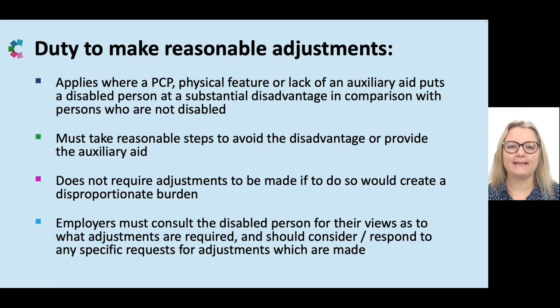So reasonable is obviously the key word here, and adjustments do not need to be made if to do so would create a disproportionate burden. So obviously the employer would need to weigh up all the circumstances, including factors such as cost and any impact that the adjustment might have on others, and decide whether or not it would be reasonable. Employers should consult with the relevant disabled person to get their views as to what adjustments might be required. And if a disabled person requests a specific adjustment, the employer should obviously consider that carefully and respond to them as to whether or not they can make it.